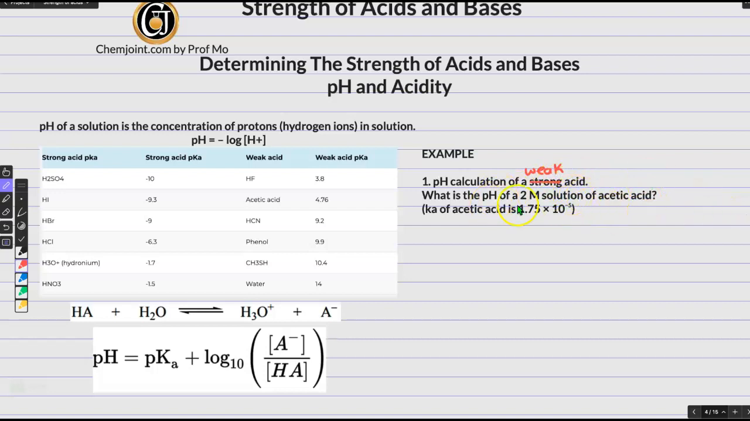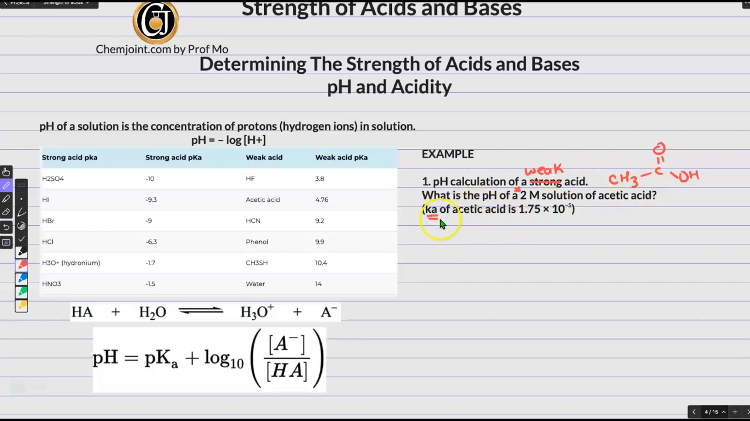Okay, what is the pH of a 2 molar solution of acetic acid? We know that acetic acid is a weak acid, and because it's a weak acid, it will partially ionize. So we don't expect to have all the 2 molar concentration of the protons in solution. We do not expect that because it partially ionizes. So we come here and say, okay, we know it's a weak acid.